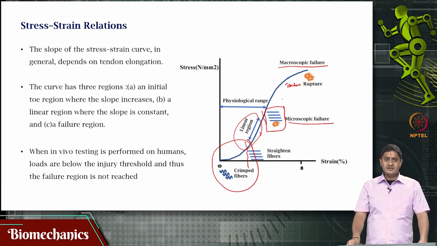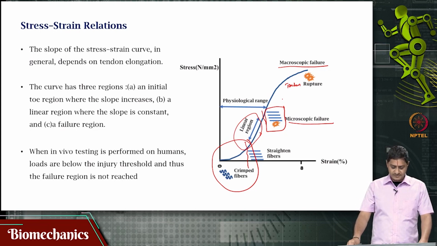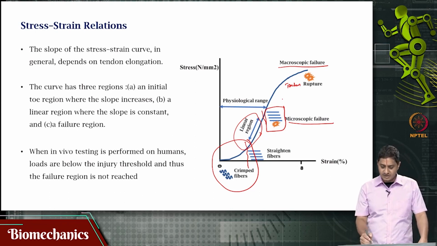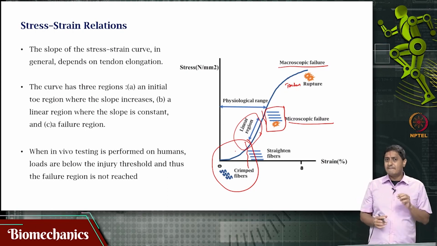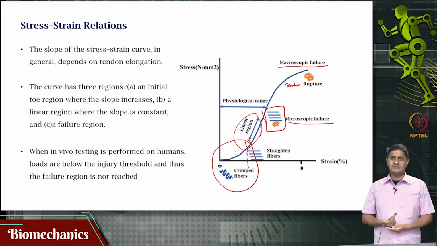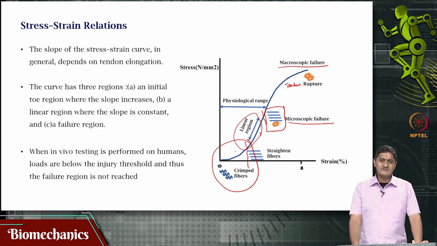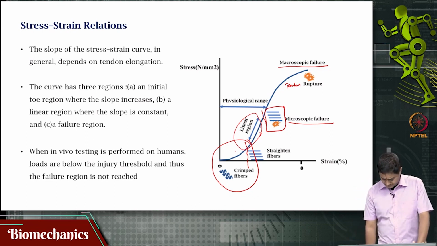Loads are below the threshold of injury, and the failure region is almost never reached in daily life. Almost always the region of operation for a tendon is in the non-linear region or the toe region, for most tendons, but there are exceptions. There are some cases in which it goes to the linear region, but it almost never goes to the microscopic or macroscopic failure regions. Of course, these failures almost always happen in sports injuries or accidents.